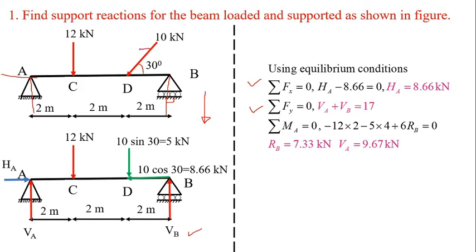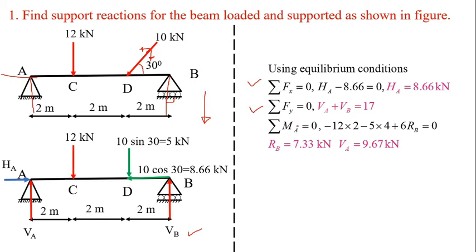So, this is the x component, this is the y component. The force is acting away from this point, therefore, the components are also acting away from the point. So, the x component is acting to the left, towards D. 10 cos of 30 is 8.66 kilonewton. The y component is acting towards D, 10 sin 30, which is 5.